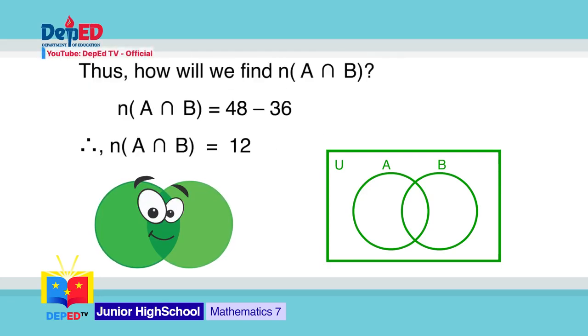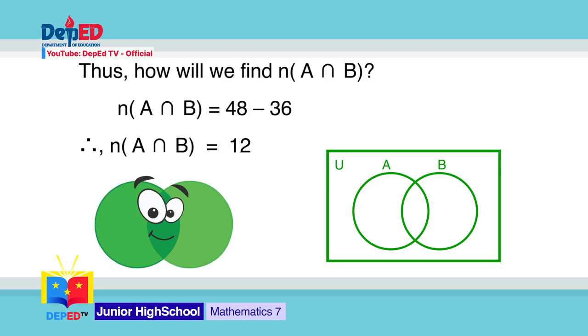We need to find what number must be subtracted to 48 to get a difference of 36. This is the same as equating n of A intersection B to the difference of 48 and 36. Subtracting 36 from 48, we get the answer for n of A intersection B, which is 12.